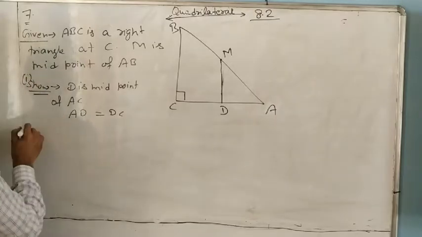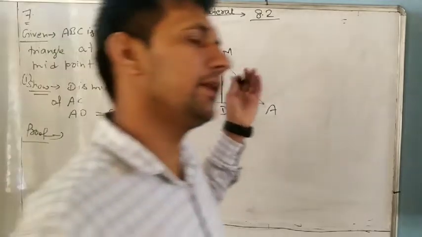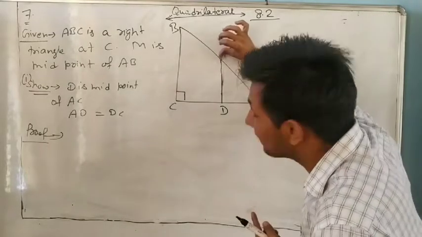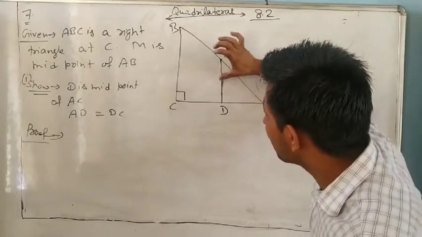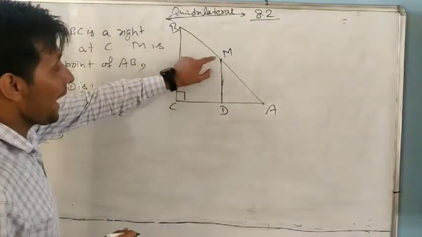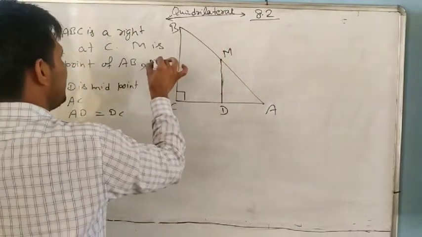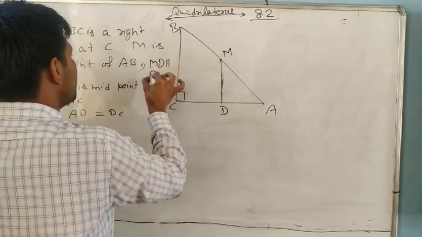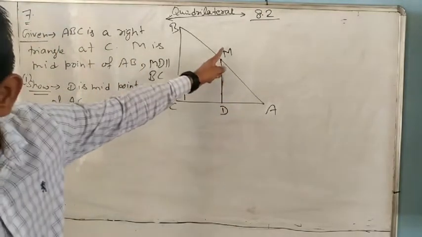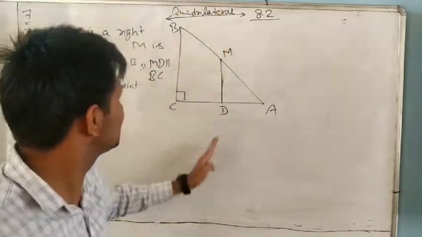So next, proof. How will we do it? I think you understand it very clearly. It is the converse of the midpoint theorem. A line through the midpoint M and MD parallel to BC is also given in the question. You can read it: a line through the midpoint M of the hypotenuse AB and parallel to BC. So this line is parallel to BC.